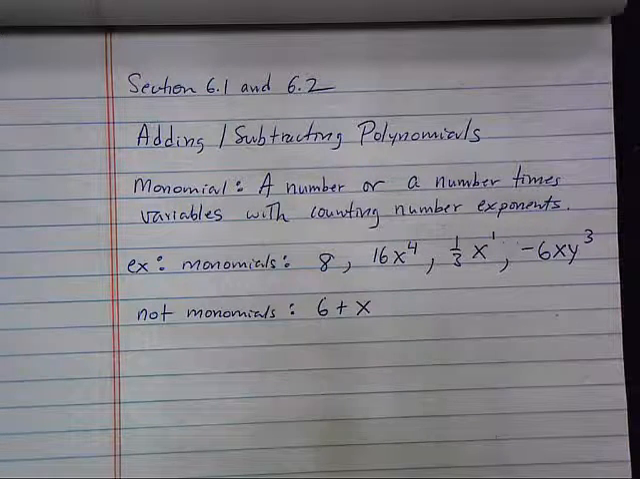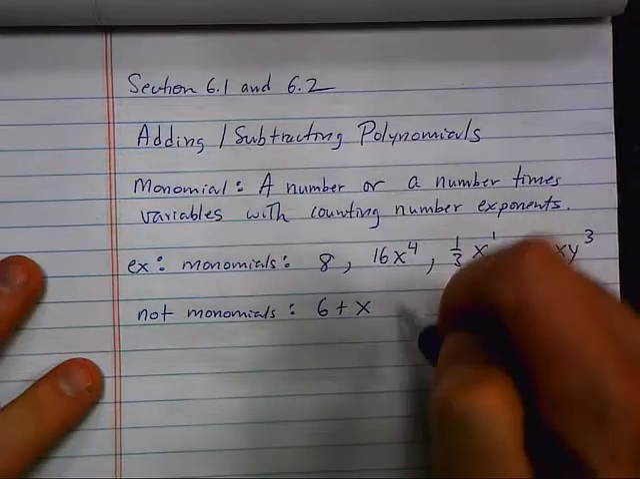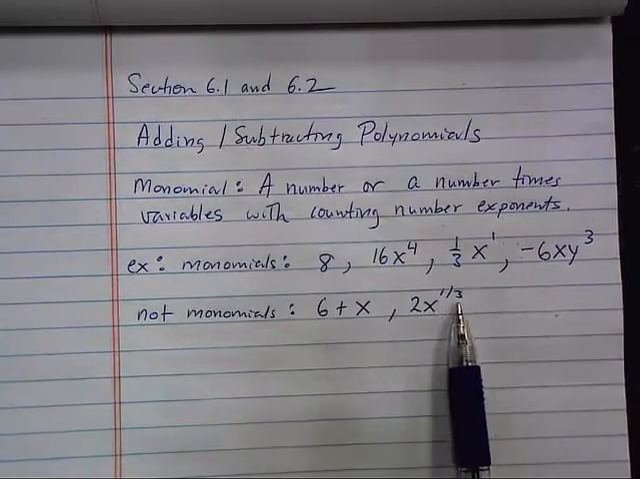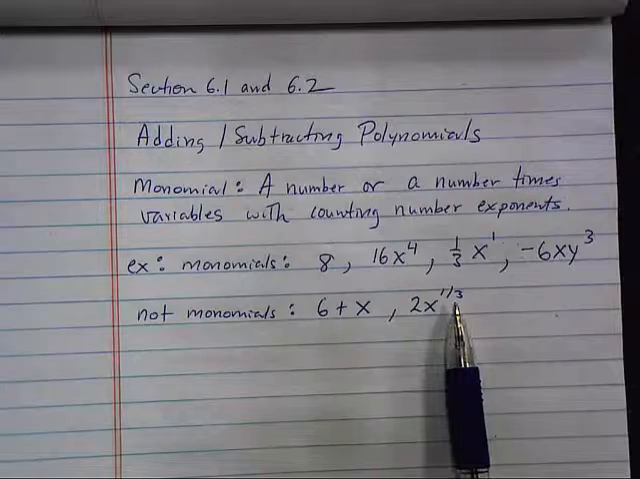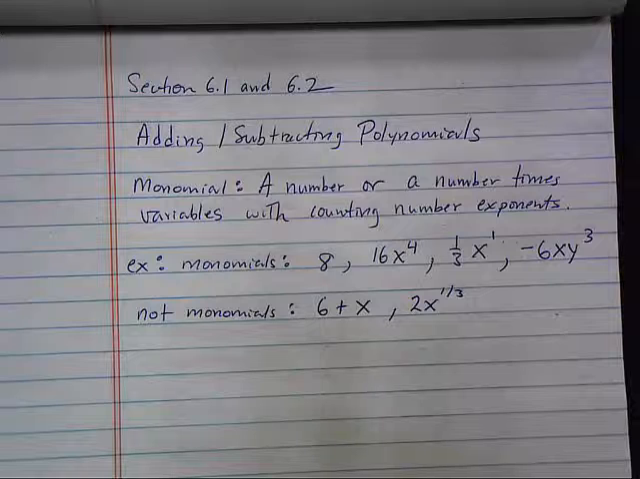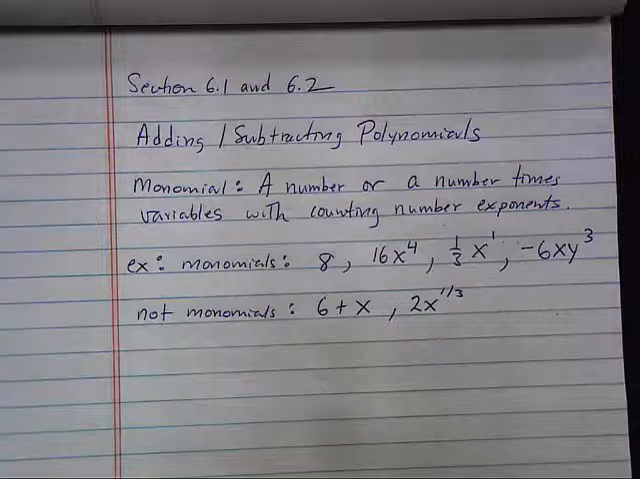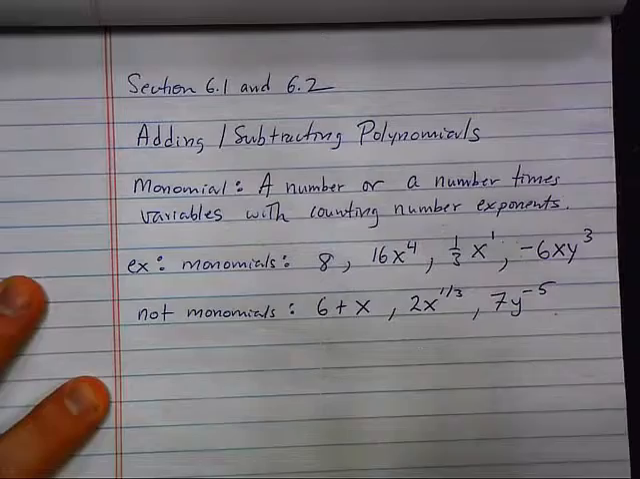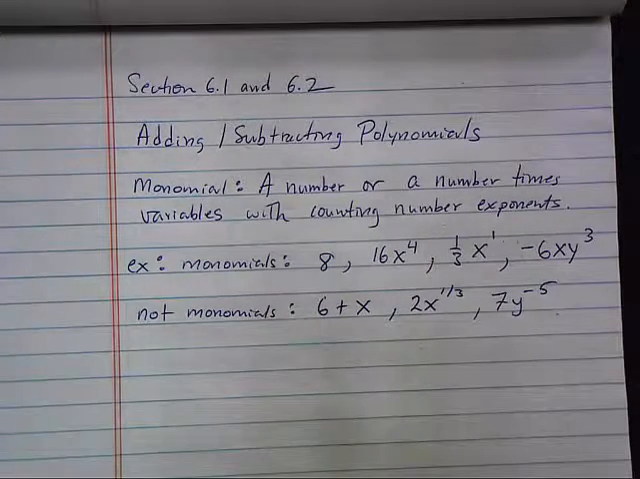So, 2x to the 1/3 would not be a monomial. Excellent. Because the exponent is not a counting number. That is not a monomial. Very good. So you cannot have powers that are fractions. Okay, what else? Any other non-monomials? 7y to the negative fifth. What's wrong with that one? The exponent again is not a counting number. Okay, and then one more.